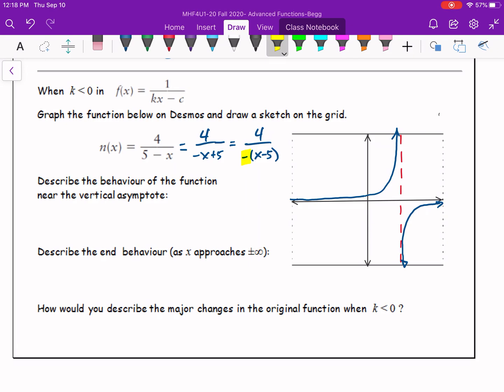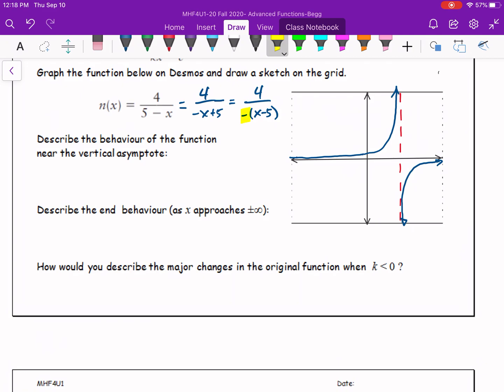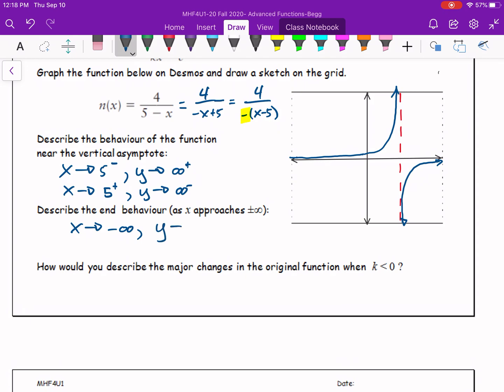Describe the behavior of the function near the vertical asymptote. All right, well, this time the vertical asymptote, as I pointed out, was 5. So as x approaches 5 from the left, y is approaching positive infinity. y is going up very quickly. As x approaches 5 from the right, y is approaching negative infinity. It's going down very quickly. The end behavior: as x approaches negative infinity, so starting in the middle and going towards the left, y is getting closer and closer to 0 from above. As x approaches positive infinity, going out to the right, y is getting closer and closer to 0, but from below.